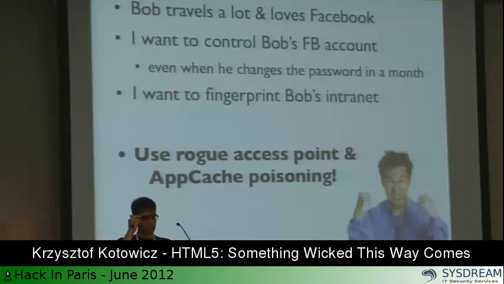Also, I would really like to fingerprint Bob's intranet to see what applications he is using in the intranet. Maybe there are some old versions, to try to fingerprint them and so on. Well, the solution is very simple. Just use some rogue access point. So construct a malicious Wi-Fi access point where you can modify the traffic. So you're actively performing a man-in-the-middle attack on Bob. But also use app cache poisoning.